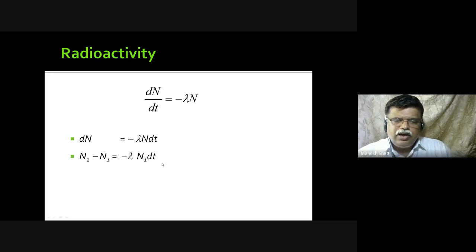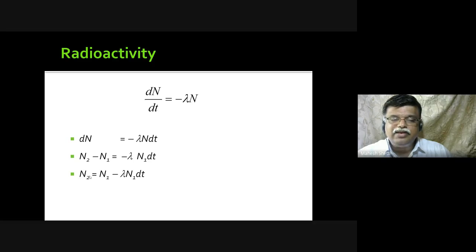Then you can shift this N1 to the right hand side, and you get N2 is equal to N1 minus lambda N1 dt. This is how you are going to calculate the new value. So the N2 value will be based on the N1 value minus this part, out of which lambda is going to be the constant given in the problem. Rest all you are going to find out, and of course N0 will be given to you.